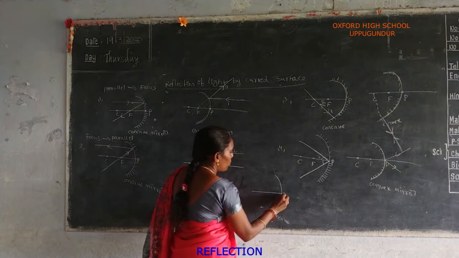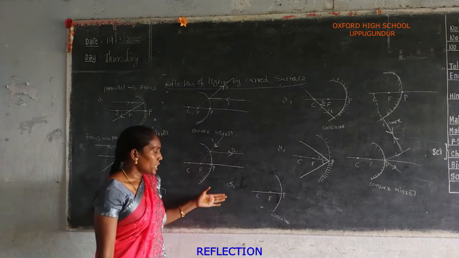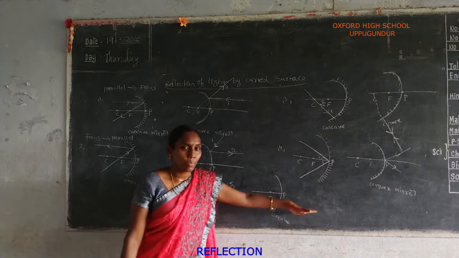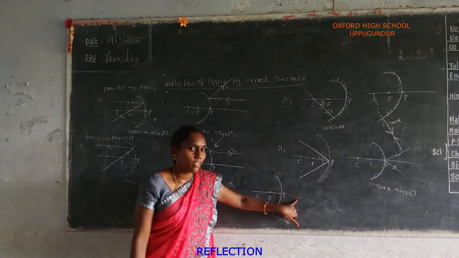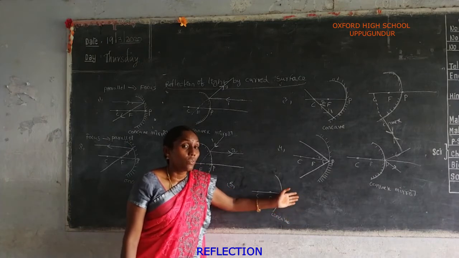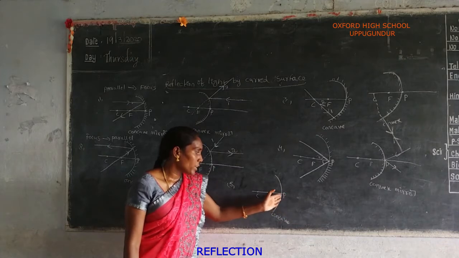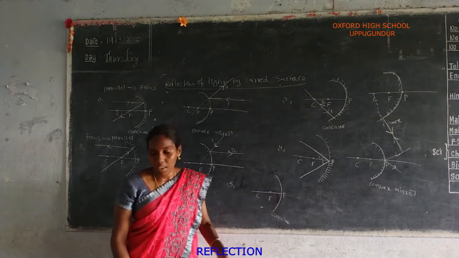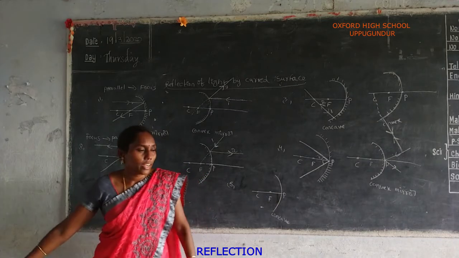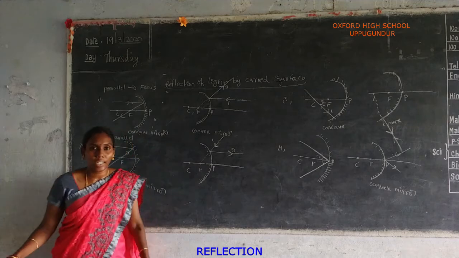Pole, focus and center of curvature. Any light ray which is passing along the principal axis, after reflection, will retrace its path. That means it will come back along the same path in the opposite direction. These are the 4 rules for drawing the ray diagram.